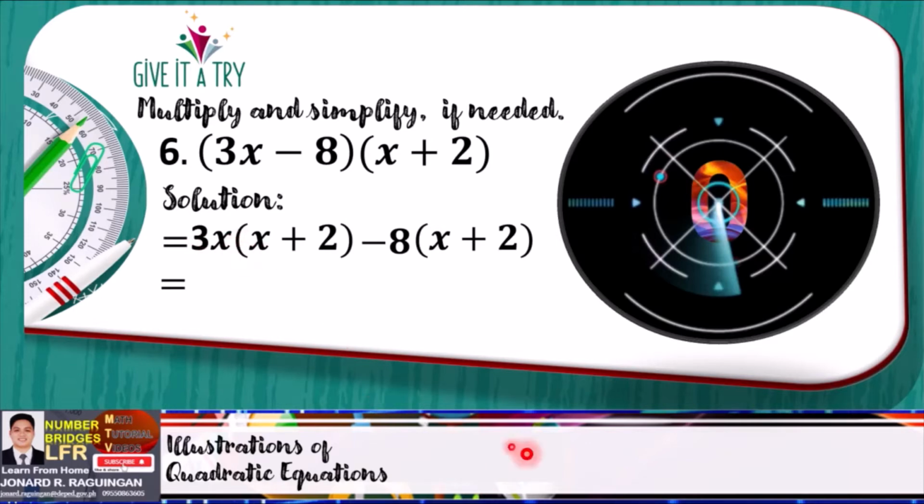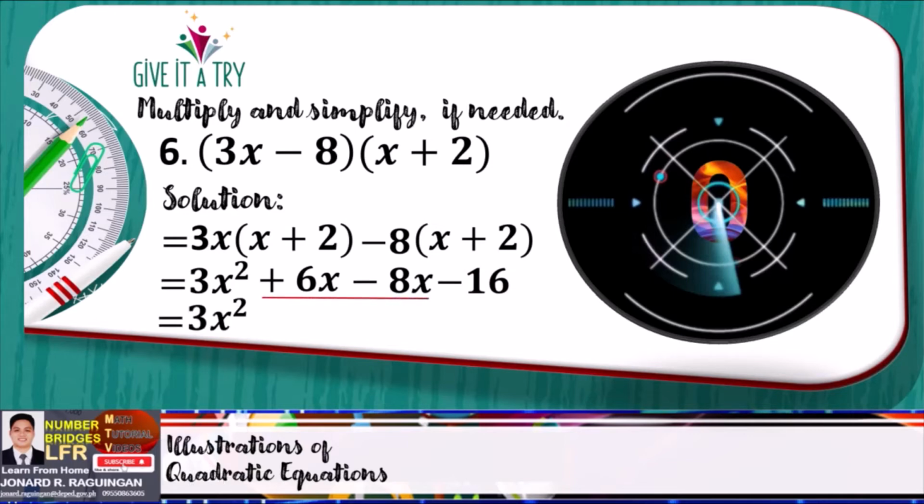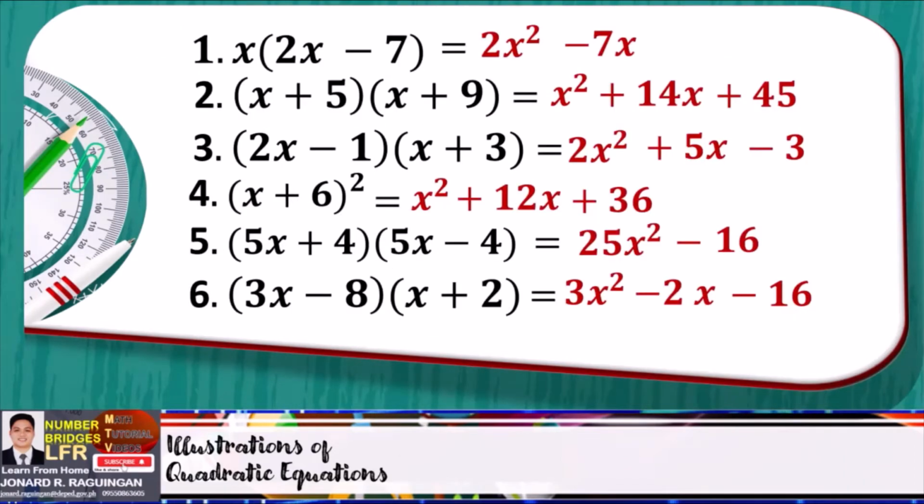3x times x is 3x squared. 3x times positive 2 is positive 6x. Negative 8 times x is negative 8x. Negative 8 times positive 2 is negative 16. Then, combine similar terms. Copy 3x squared. 6x minus 8x is negative 2x. Then copy negative 16. Now, let's take a look at all the answers of the activity.